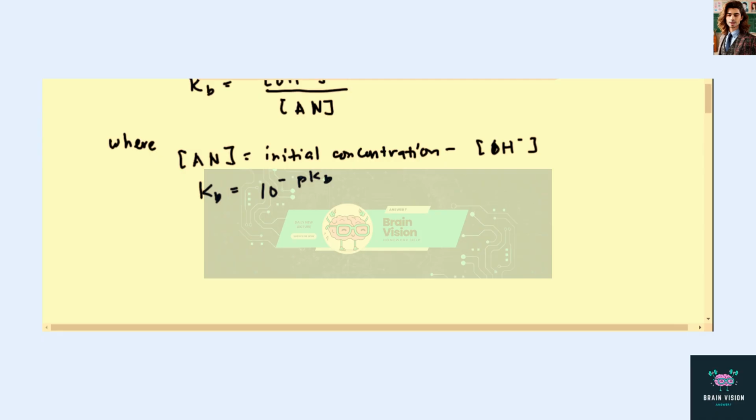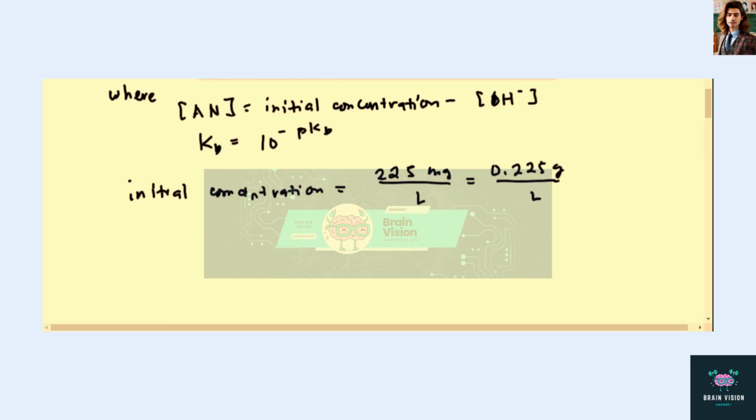Given the initial concentration of amphetamine as 225 milligrams per liter, or that's 0.225 grams per liter. So what we need here is to convert this to molarity.